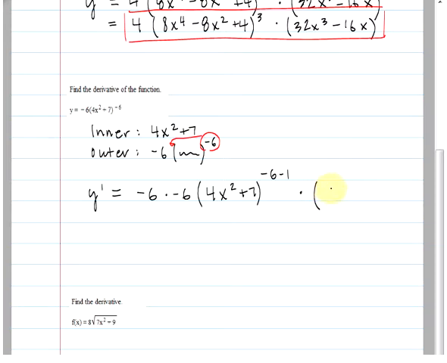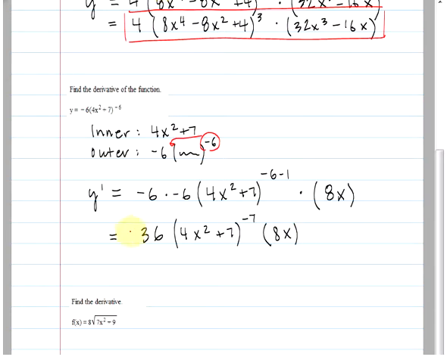So using the power rule, we're going to take the derivative of the inner function, which would be 8x, and then the derivative of 7 is 0. So the derivative of that inner function is just 8x. And then we'll do just a little bit of simplifying here. Negative 6 times negative 6 is positive 36. Then we rewrite what's in parentheses. And then negative 6 minus 1 gives us a negative 7 power. And then we use parentheses and stick the derivative of that inner function there.